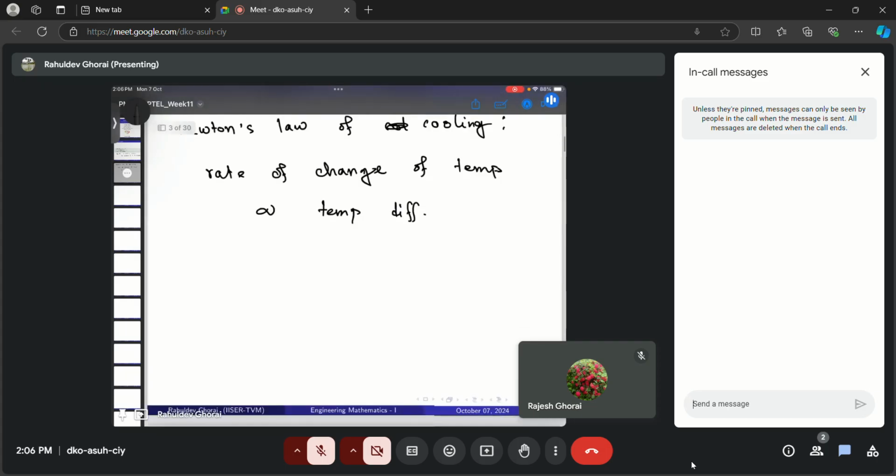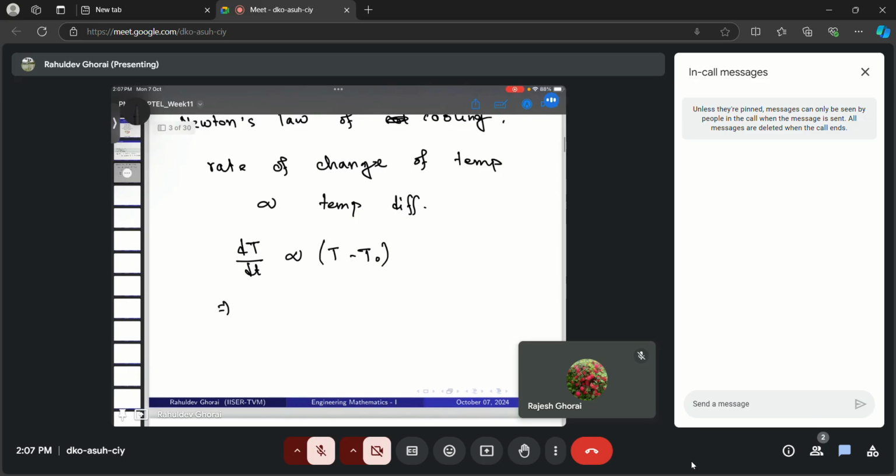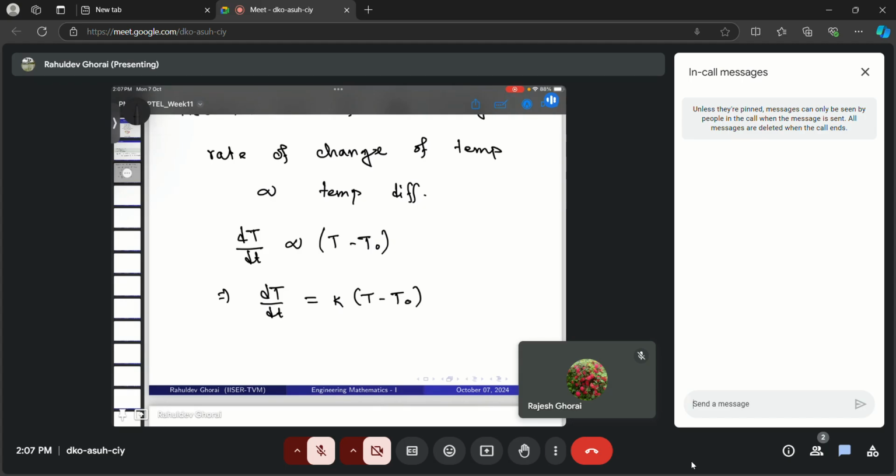So what is the meaning of proportional? The rate of change means dT/dt, where T is the temperature which depends on time, that will be proportional to some T minus T naught, where T is the temperature of the body at time t and T naught is the temperature of the surroundings. That implies dT/dt will be equal to k times (T minus T naught), where k is a real constant, the proportionality constant. So this is how you get a differential equation.